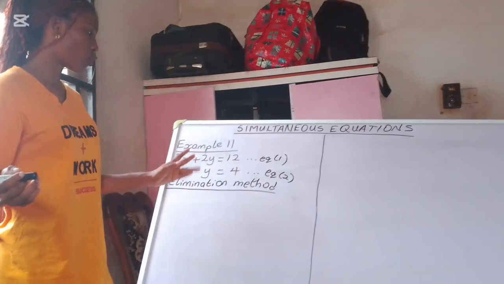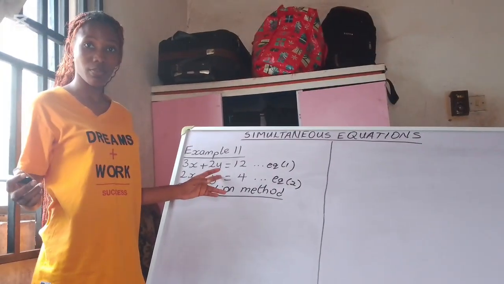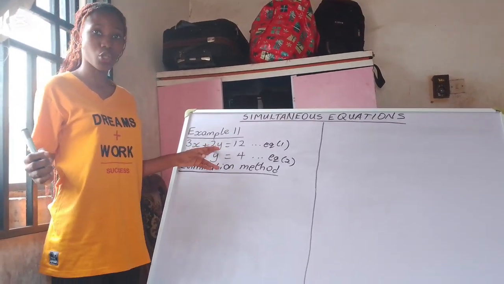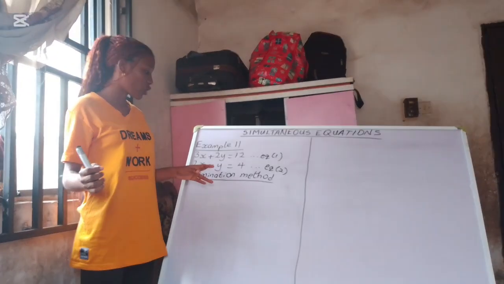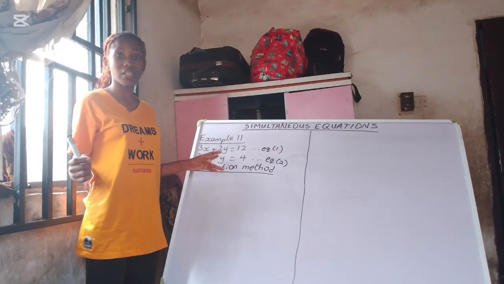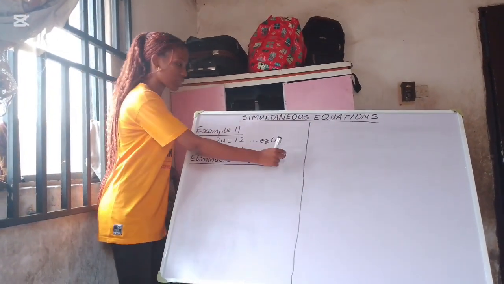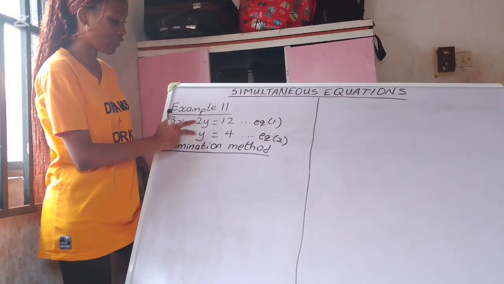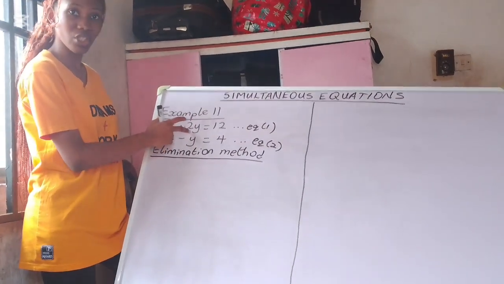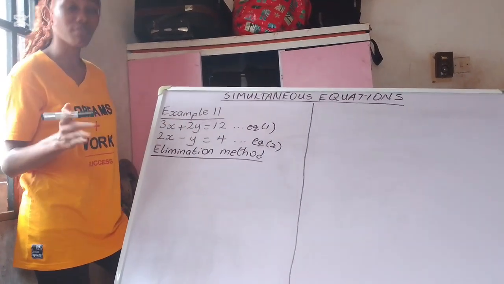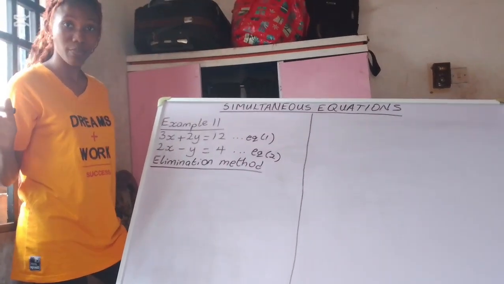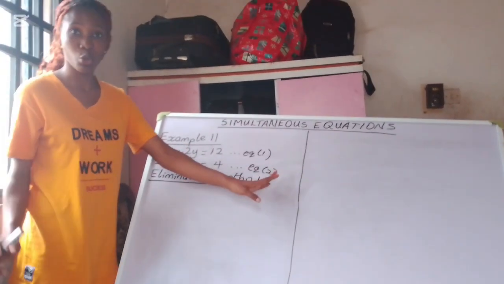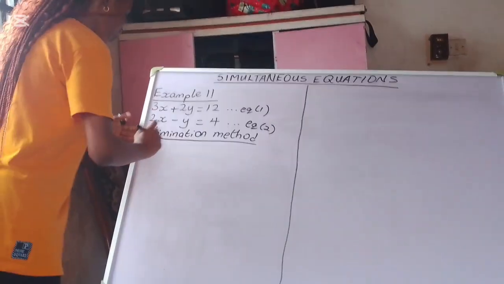by multiplying any of the equations by a number. So now I'm going to be making y to be the same. Now as you can see in equation 1, the coefficient of y is 2, while in equation 2, the coefficient of y is negative 1. So if you multiply this second equation by 2, you will have negative 2, causing the coefficients to be the same, making elimination easier. So the first thing we're going to do is to multiply our equation 2 by 2.